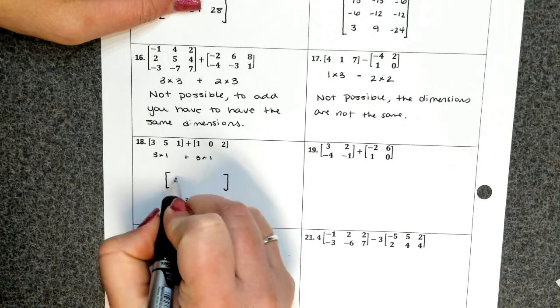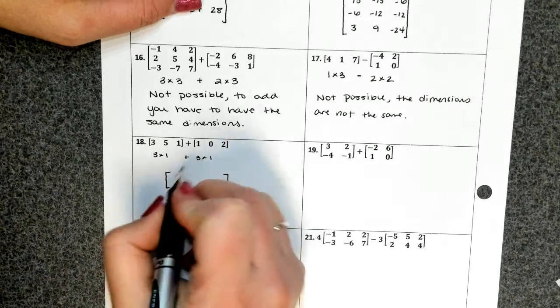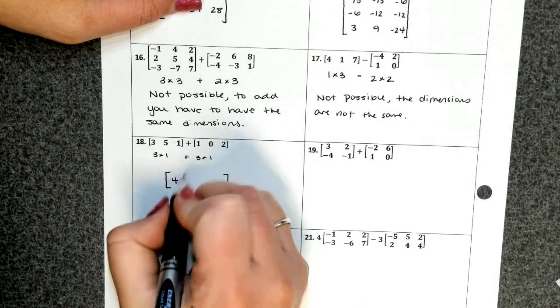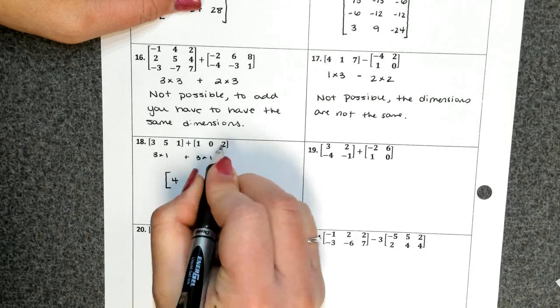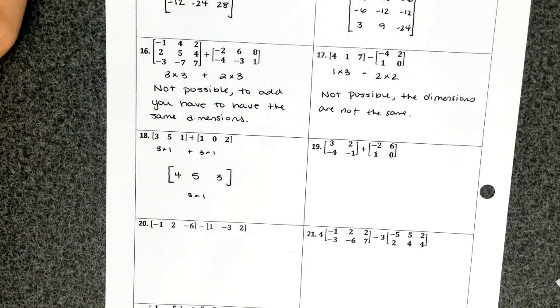Okay. So this first number, when I took the 3 and added 1 to it, what did I get? 4. When I took the 5 and added 0 to it, what do I get? And when I took 1 and added 2 to it, what do I get? That's your final answer.